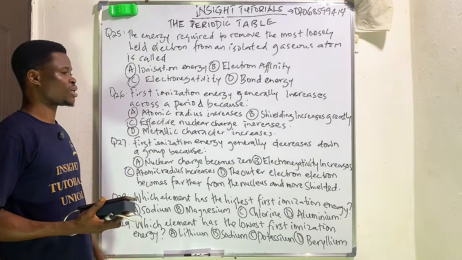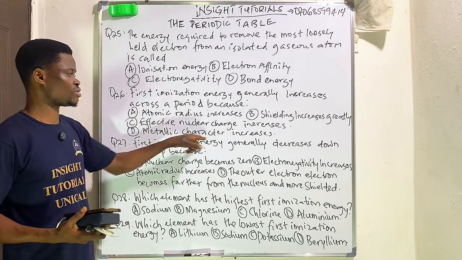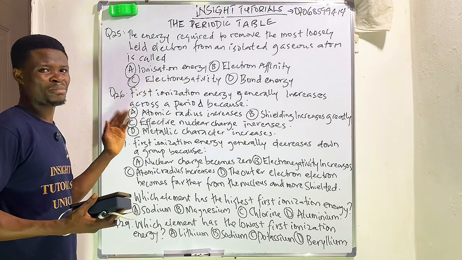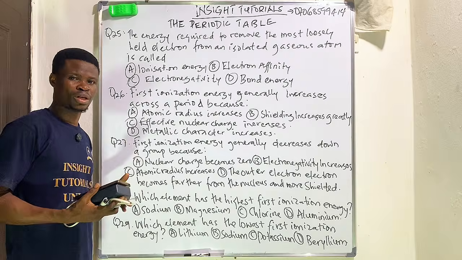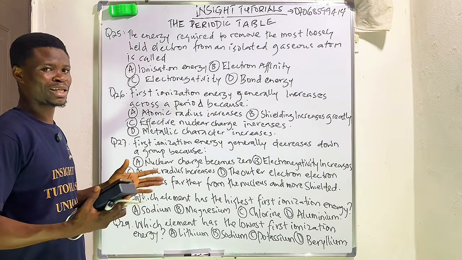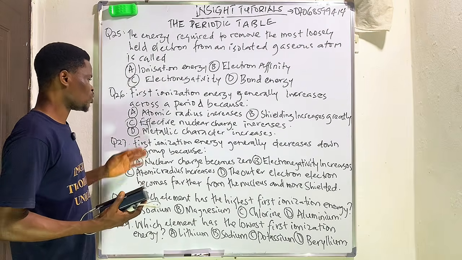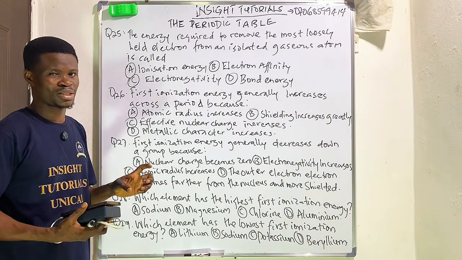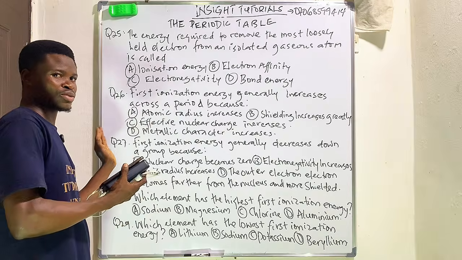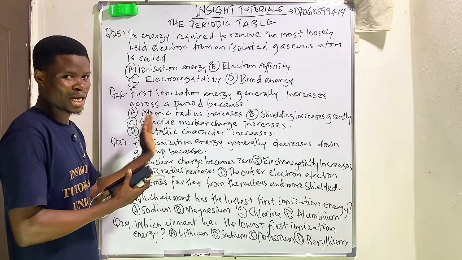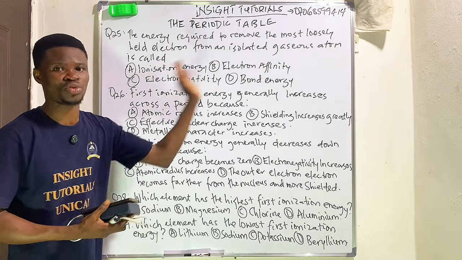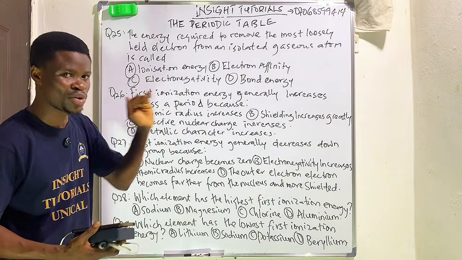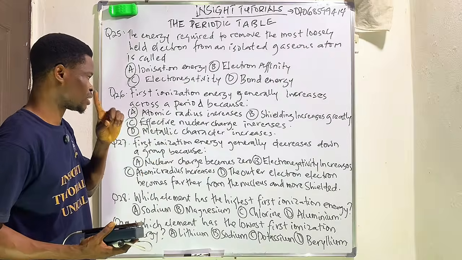Option D says metallic character increases. Metallic character does not increase. Metallic character is the ability of elements to conduct electricity. They readily react with non-metals to form ions, right? So metallic character from left to right, across the period, actually decreases. The reason is that you're moving from alkali metals to alkaline earth metals, then to metalloids, then to non-metals on the right-hand side of the table. So metallic character does not increase across the period, it rather decreases.